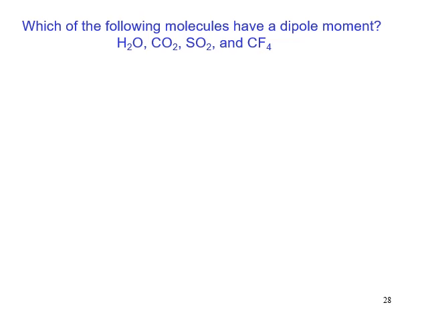So for this one, we say, which of the following molecules have a dipole moment? Well, what do you have to do in order to figure this out? You have to draw the Lewis structures. So when you draw those Lewis structures, you can then put in the bond moments, and then that will give you an idea of the overall dipole moment. So there's your bond moments, and there's your dipole moment for water.